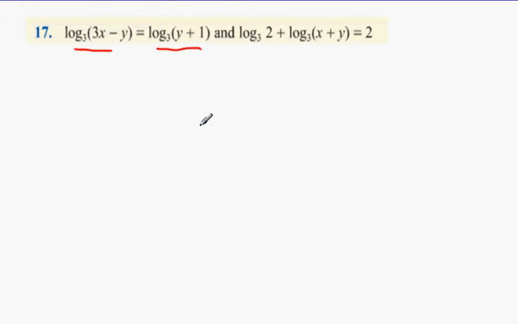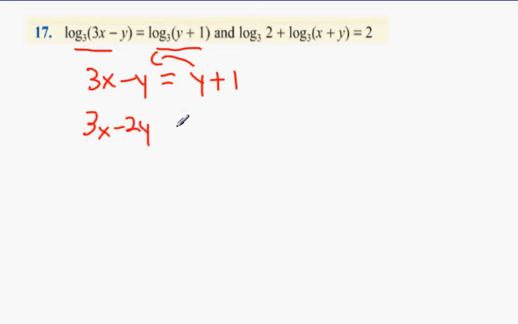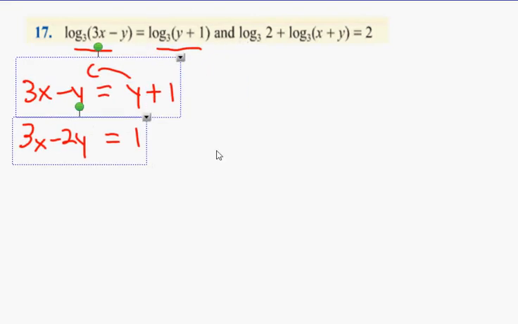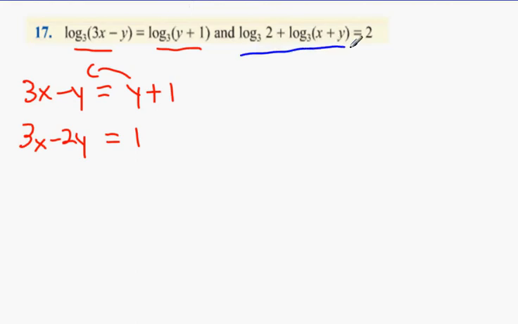If they have the same base, that means that 3x minus y must be equal to y plus 1. Bring over the other y, we're going to get 3x minus 2y equals 1. There's your first simultaneous equation. This is done in the red.